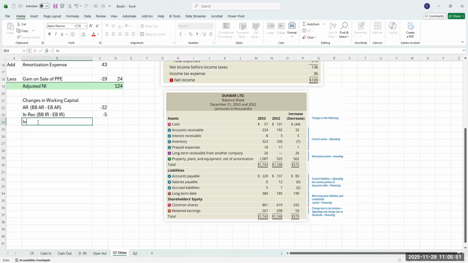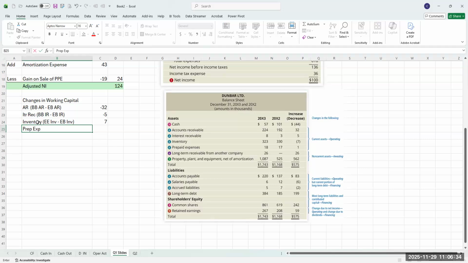Let's see inventory. What happened with the inventory? Again, beginning balance of the inventory minus the ending balance of the inventory. In this case it will be 330 minus 323. And we have an increase of $7. What does that mean? That means that we reduced our inventory. That means we increased our sales by $7, which means we get extra cash of $7 by reducing our inventory, which makes sense. Next current asset is prepaid expenses.